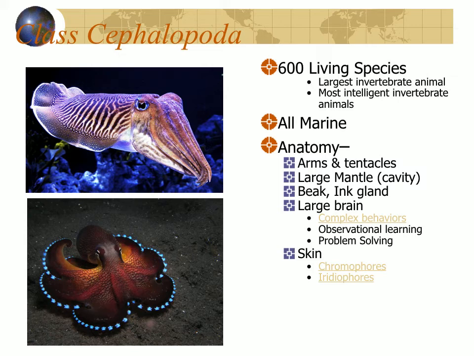And so here we see that's a cuttlefish there and a squid at the bottom. So really complex animals, large, good organ systems, unique structures like a beak and an ink gland and a large brain, and unique skin that contains chromatophores and iridophores so that they can produce colored and flashing patterns.